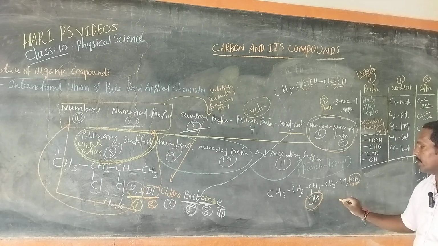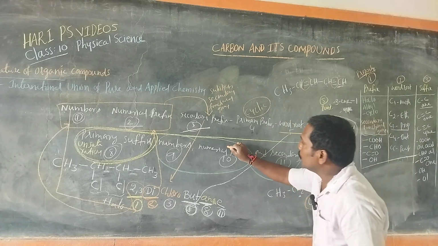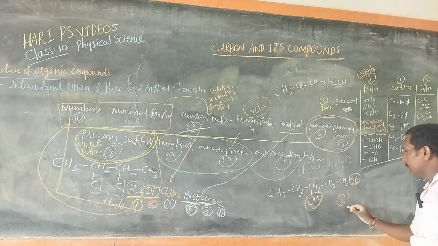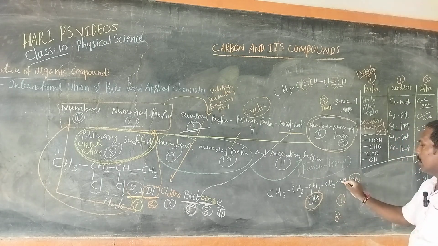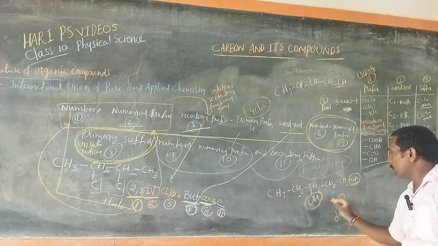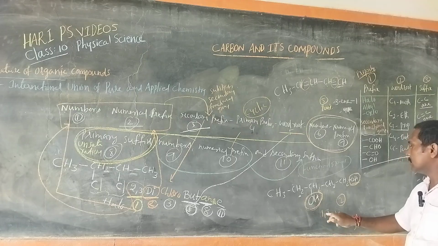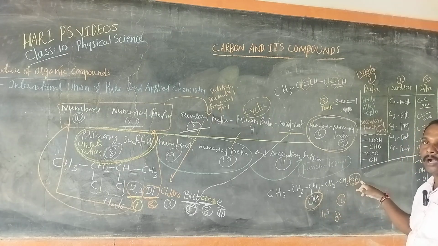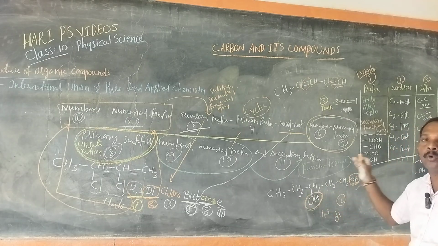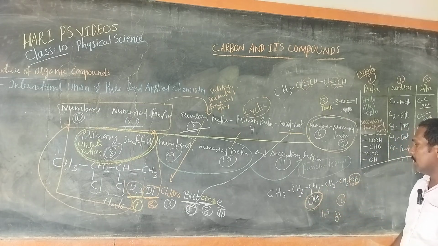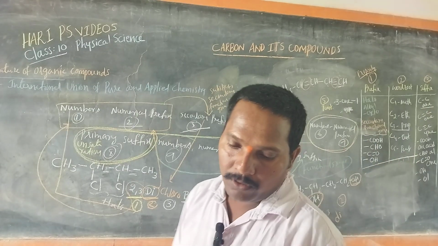How many functional groups are there? 2. And the numerical prefix, you can write di. For which carbons are they connected? 1, 2, 3. So the first carbon and the third carbon. Main OH, all. 1, 2, 3, 4, 5. Pentanol. So 1,3 dipentanol is the name.